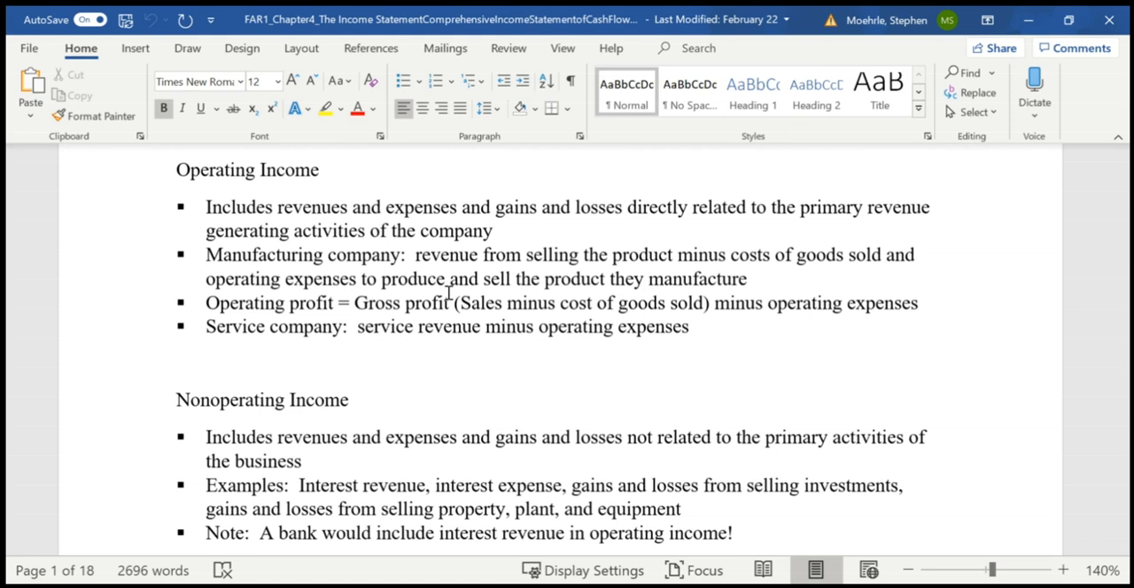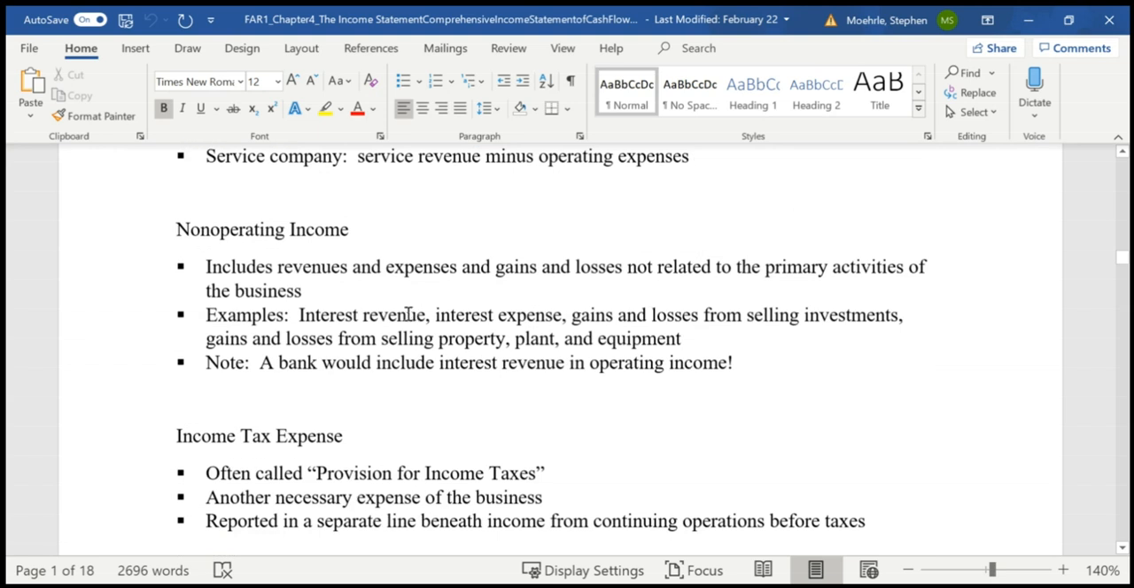The operating profit is gross profit, sales minus cost of goods sold, minus the operating expenses. For a service company, it's the service revenue minus the operating expenses. Again, a service company such as Netflix, and maybe also on a smaller basis, lawn care services or plumbers. Operating income.